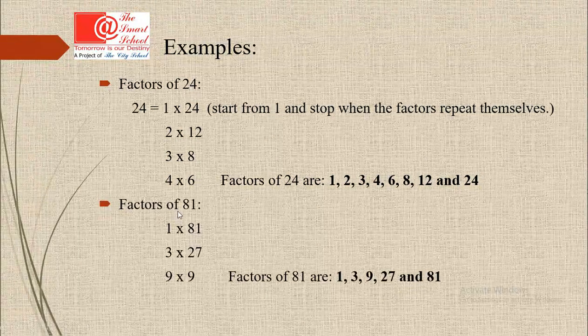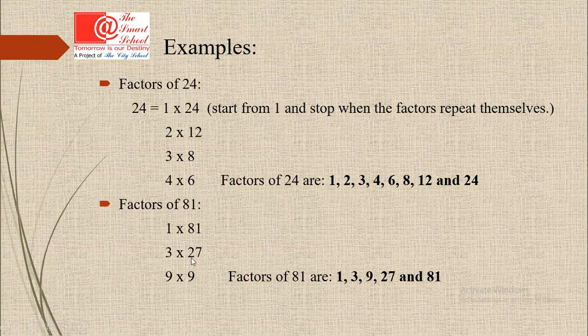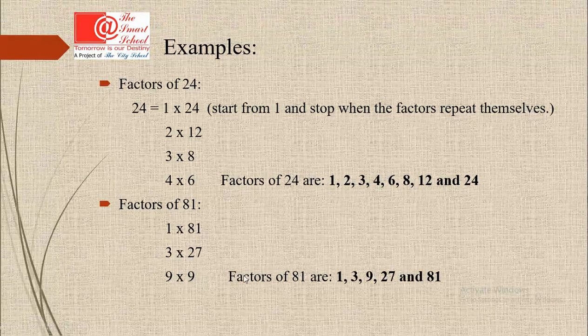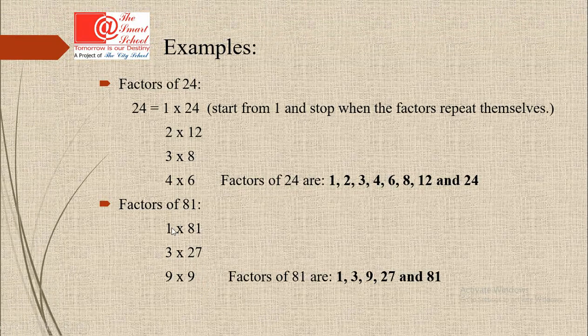Now factors of 81. Here 1 multiplied by 81 is 81, 3 by 27 is 81 and 9 multiplied by 9 is also 81. So factors of 81 are 1, 3, 9, 9 again so we will write it once, 27 and 81. Now a small assessment.